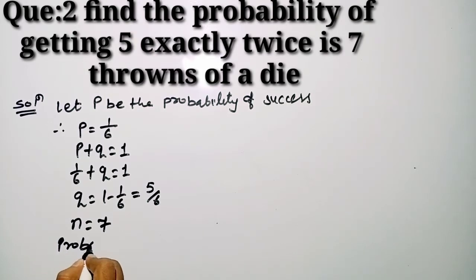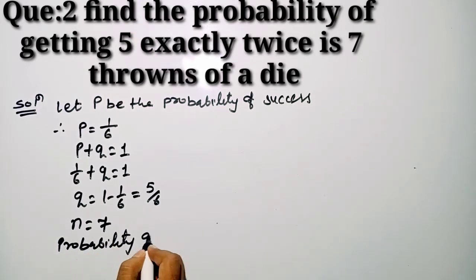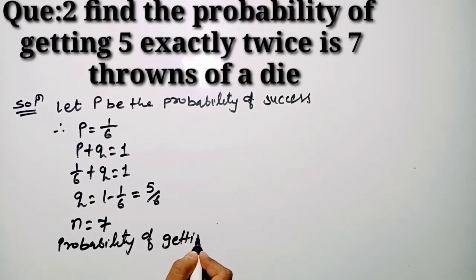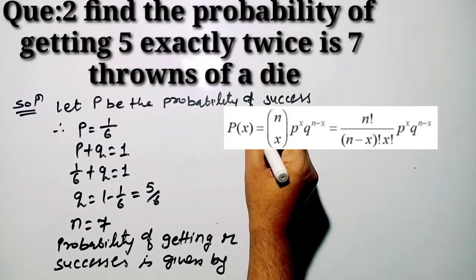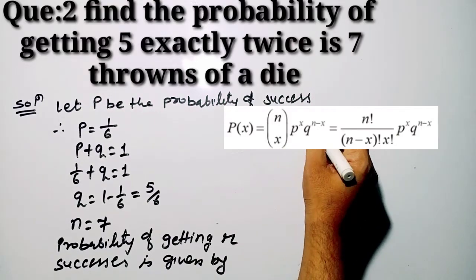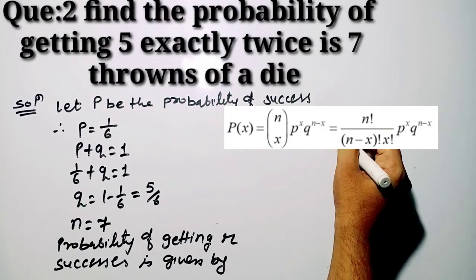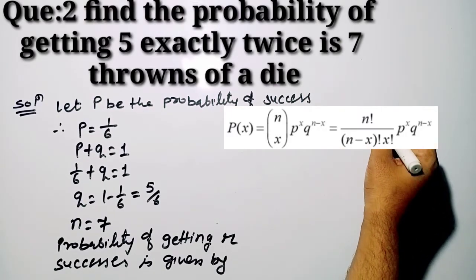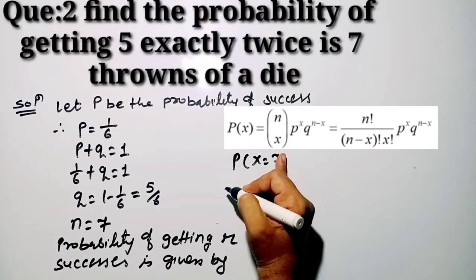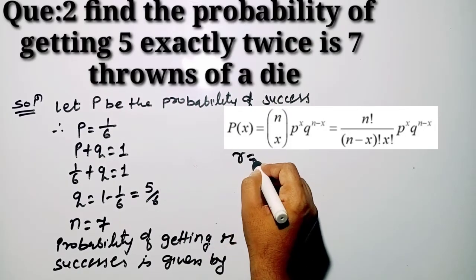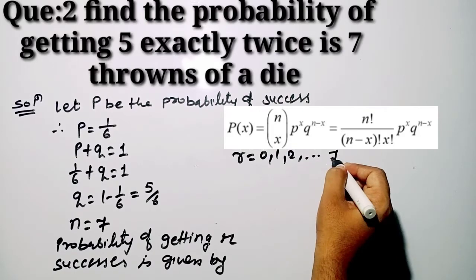Now probability of getting R successes or X successes, either you can write R or you can write X, where R successes, right? Probability of getting R successes is given by, we know the formula, P of X = nCx, P to the power X, Q to the power n minus X, which is n factorial over n minus X factorial, X factorial, P to the power X, Q to the power n minus X, right students? So where R is what? 0 to 7, 1, 2, 3, 4 up to 7.